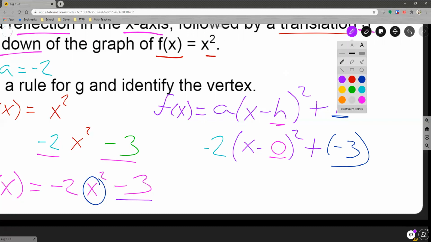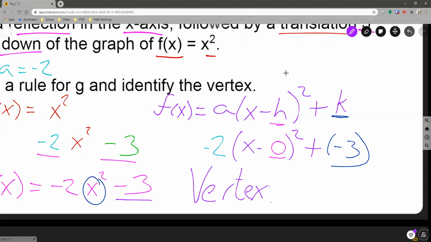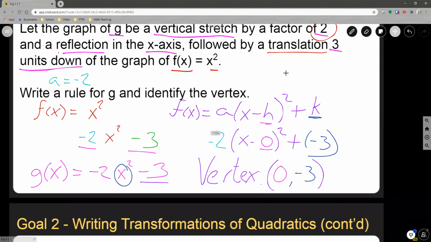I know that my vertex is going to be right at the point 0, comma, -3. And I'm done. I've created both the rule for my function, g of x equals -2x squared minus 3, and the vertex is going to be 0, comma -3, because it didn't move to the left or right at all. The x value didn't change, and it moved down 3.